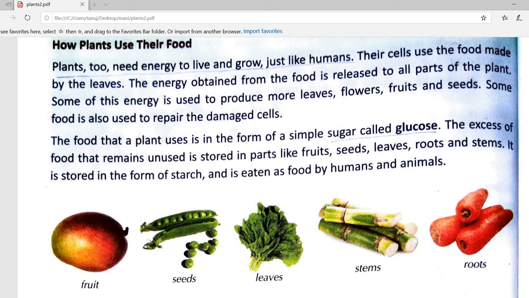Repairment of damaged cells means, as in humans, if we fall down and get cuts or any damage, our body also gets damaged. In the same way, if any part of a plant is damaged, that is also repaired by this food which is made by the leaves.